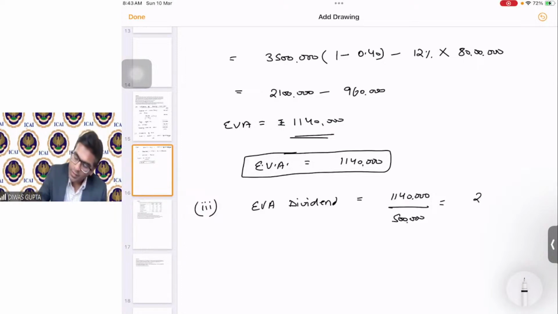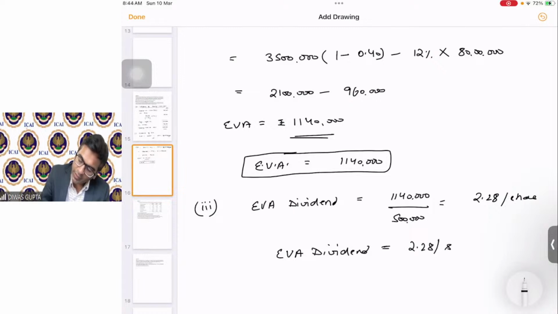So it is 2.28 per share, students. So EVA dividend can go up to 2.28 per share. Till this level, the value of the firm will not start decreasing. Okay.